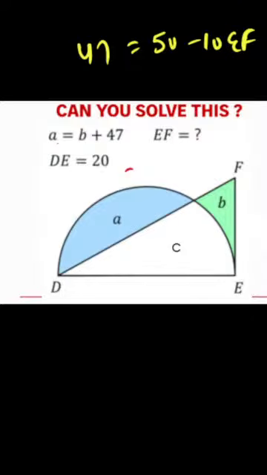I hope it is clear. Planet, is it clear now? Mad Gamester, is it clear? So you can solve for the value of EF. EF is going to be 5 pi minus 4.7.